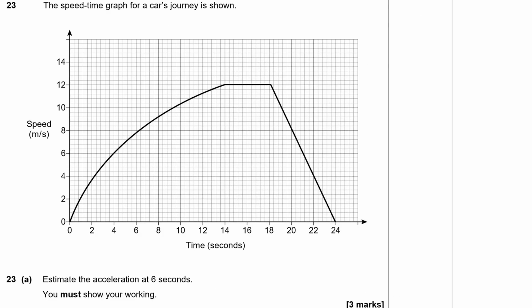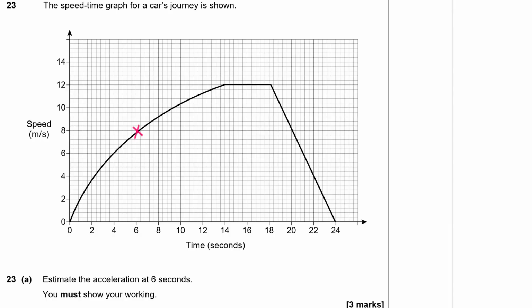Okay, question 23 has a speed time graph for a car journey. So we've got time along the bottom and speed up the side. And we need to estimate the acceleration at 6 seconds. Now, acceleration is the gradient of a speed time graph. So if we have a look at the graph at the point where t is equal to 6, reading up from 6, we're talking about this point here on the graph. What is the gradient of the graph at that point?